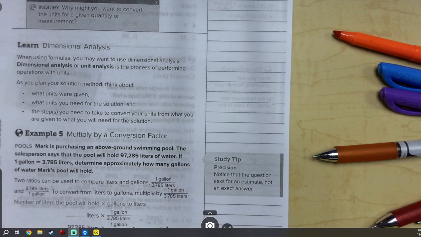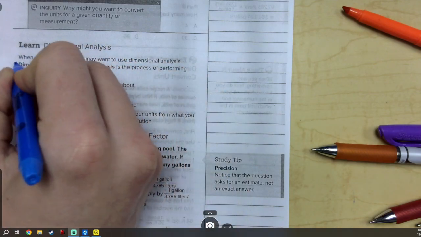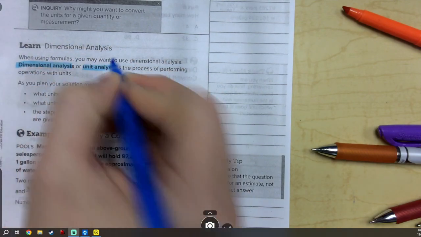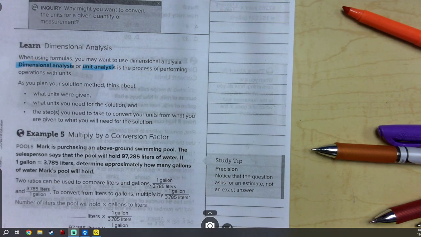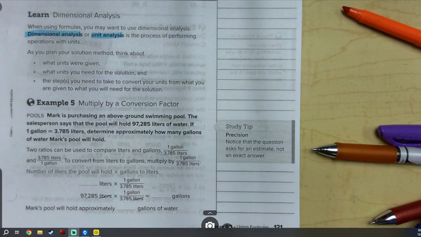Dimensional analysis. When using formulas, you may want to use dimensional analysis. Dimensional analysis, or unit analysis, is the process of performing operations with units. As you plan your solution method, think about what units were given, what units you need for the solution, and what steps you need to take to convert your units from what you are given to what you need for the solution. Example 5. Multiply by a conversion factor.